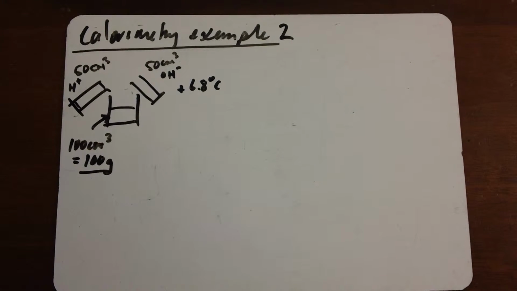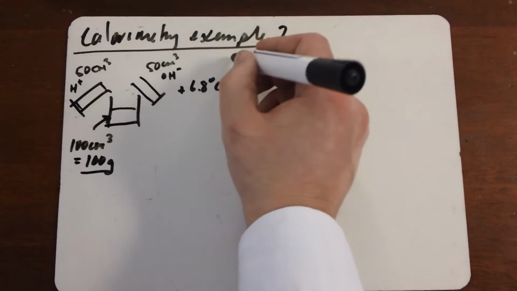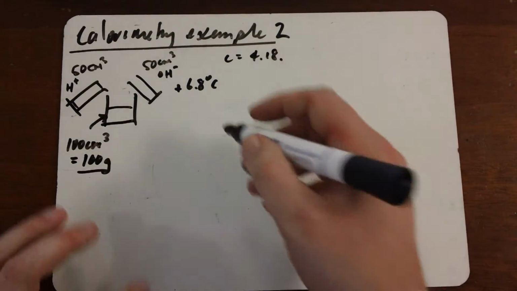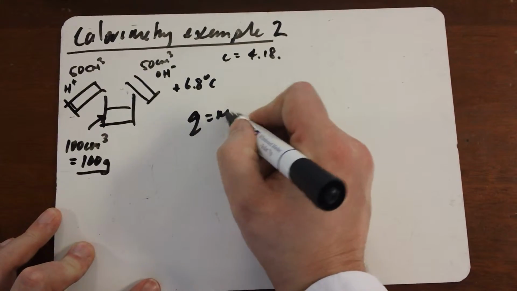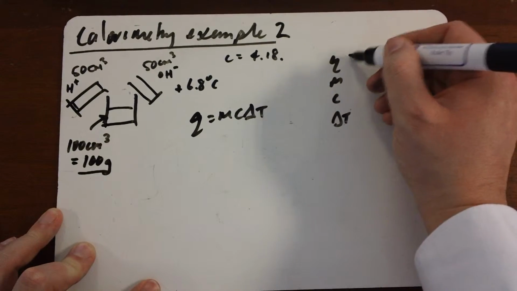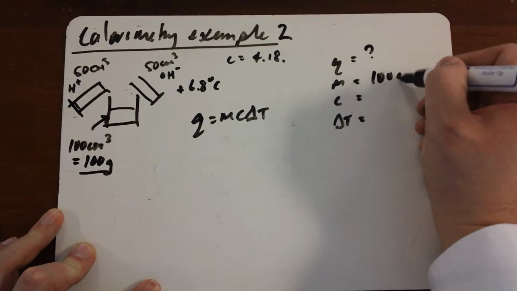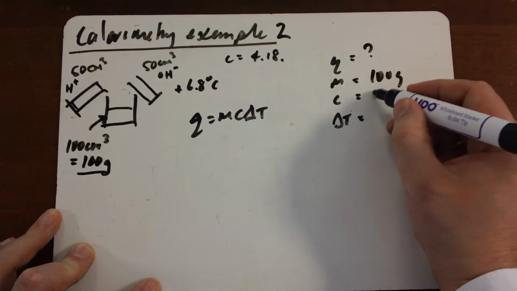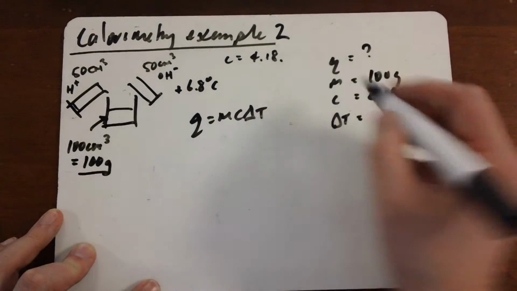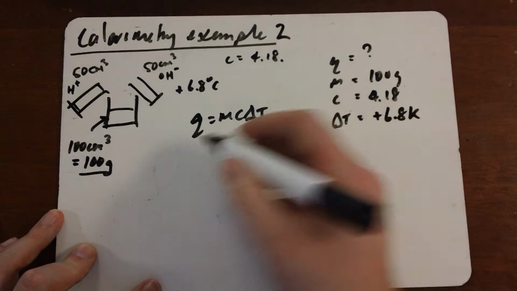The specific heat capacity of the solution is the same as water, and that is C is equal to 4.18. So again, straight away, the jump-off equation is Q is equal to MC delta T. This is what we're trying to work out. Now the mass is going to be 100 grams because it's the volume here. 4.18 standard. The change in temperature is 6.8 Kelvin. So let's work it out.